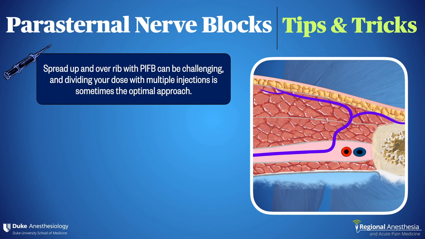And here are some tips for parasternal nerve blocks. Like many fascial plane blocks, it's sometimes difficult to achieve perfect unzippering of the planes with the pecto-intercostal approach. It can be useful to divide your dose and do 2 to 3 injections rather than counting on 1 injection spreading to all levels. This is an argument in favor of the TTP or deep approach.